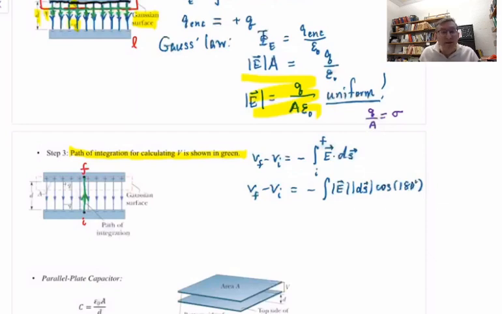So magnitude E, magnitude ds, cosine of 180 degrees. Remember, the cosine of 180 degrees is negative 1.